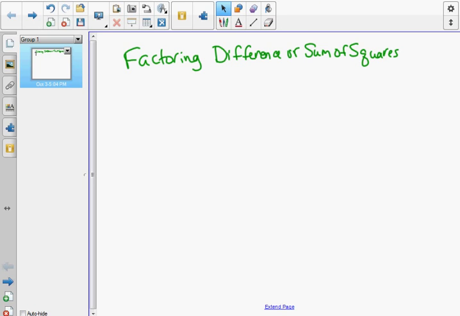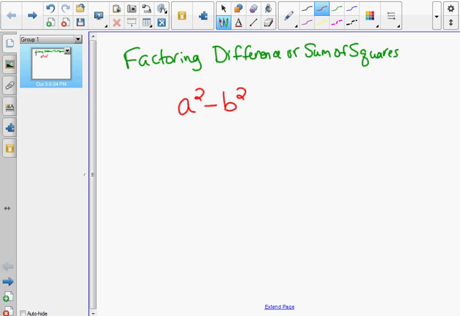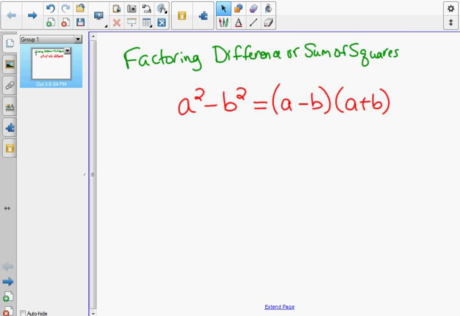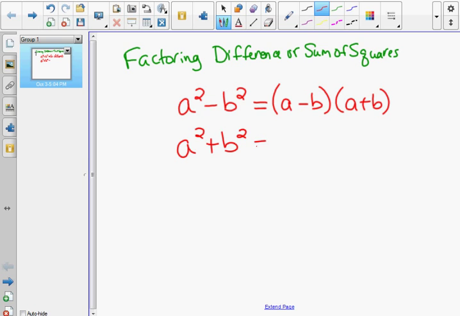Now, first of all, the general pattern looks like this. If we have something that looks like a squared minus b squared, we can factor that into two binomial factors. So the first binomial factor will be a minus b, and the second is going to be a plus b. When we multiply it, we will get a squared minus b squared. If you see something like a squared plus b squared, which is the sum of squares, this is considered to be not factorable or prime.